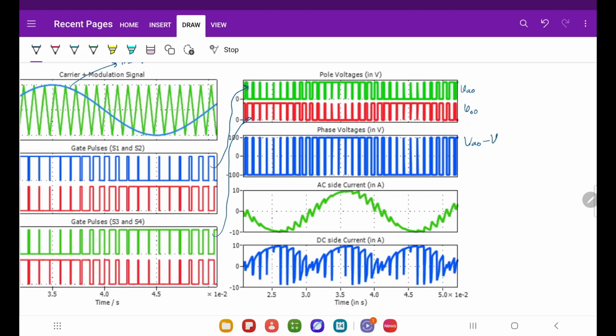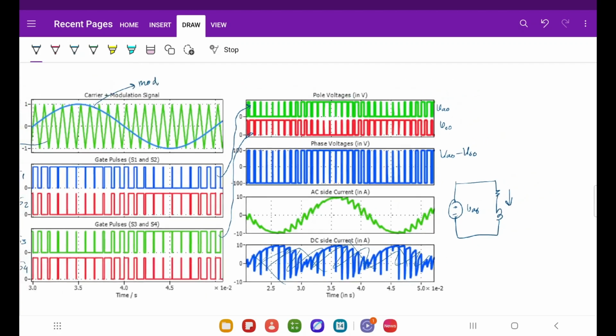VAO minus VBO. Now if I apply this voltage, VAB, to an RL load, I will get this kind of current. So you see that the current has a lot of improvement. Forget about the DC side current, it's beyond the scope of our current discussion. Just concentrate on the AC side current. So this is how the AC side current will look. Is that clear to us? I think so.